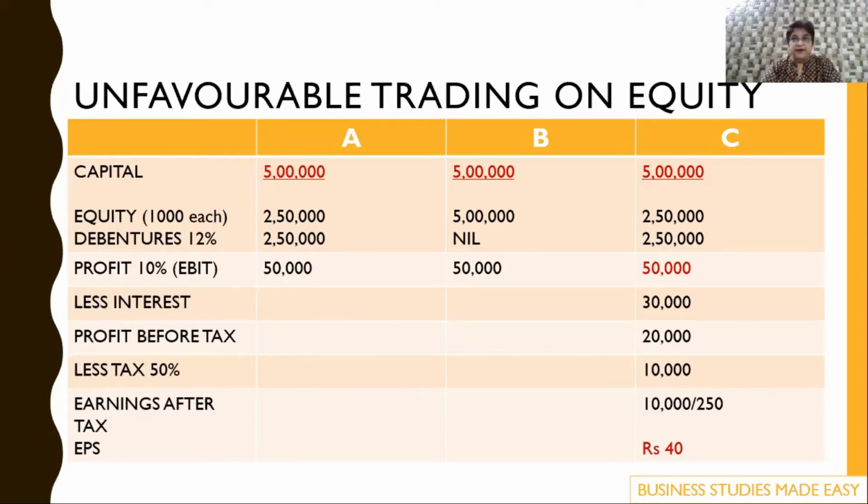Now tax again remains the same, 50%. So 10,000 goes in tax. So what is actually remaining is 10,000 to be distributed amongst 250 shareholders. So it comes to only rupees 40 per share. Therefore, there's nothing called optimum capital structure. You can't say that if I raise debt or if I raise only equity, then that is the optimum capital structure. Optimum capital structure is that structure in which the return to the equity is the maximum.